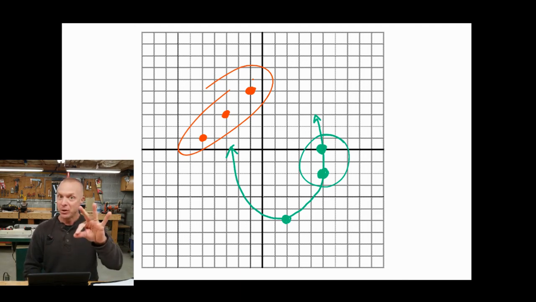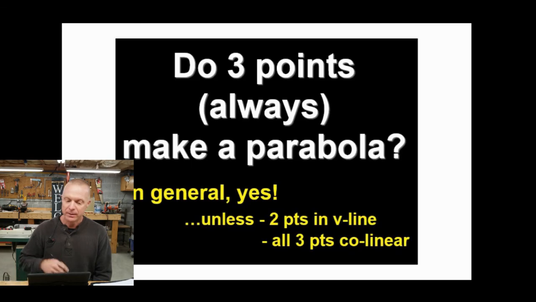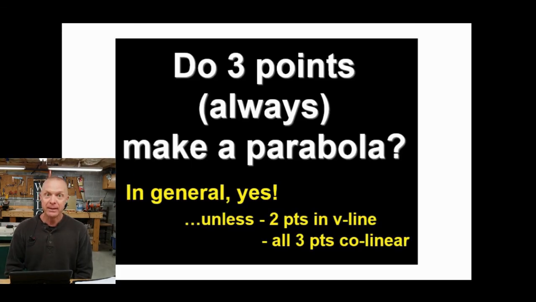So 3 points collinear, 2 points in a vertical line. But other than that, in general, yes, 3 points make a parabola. And this is like a mathematical fact. It's something that I want you to know and put in your tool belt of interesting ideas as we walk through this second half of the year with some more study on algebra.